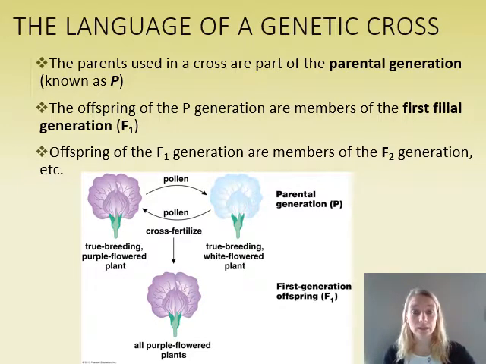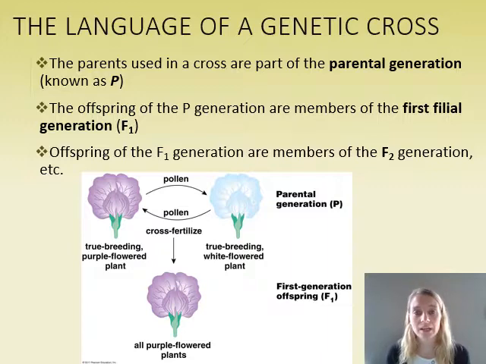So we have allele, which is the different forms of the gene. We have homozygous and heterozygous. Homozygous, you can have 2 of the same alleles in your diploid organism. Heterozygous, you have 1 of each, 1 dominant and 1 recessive.